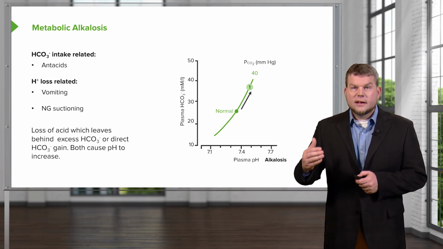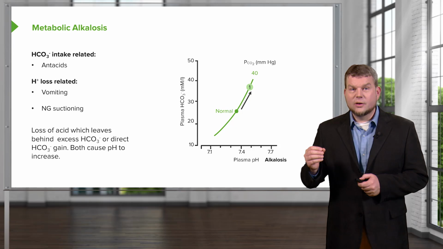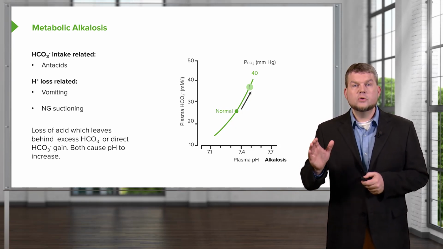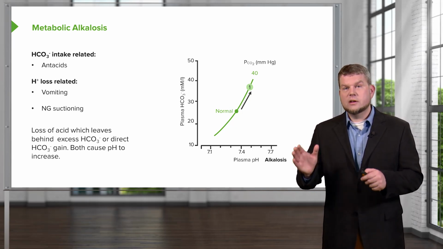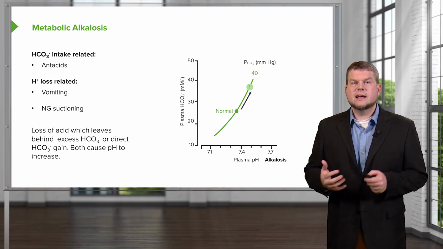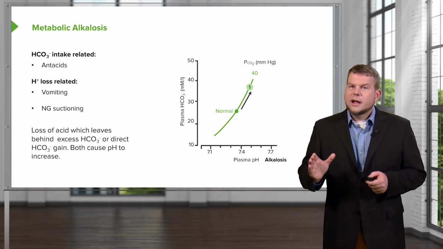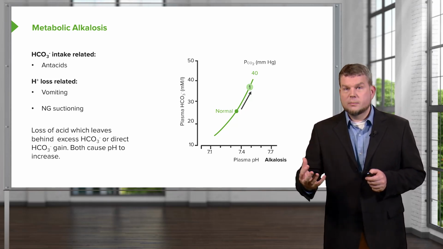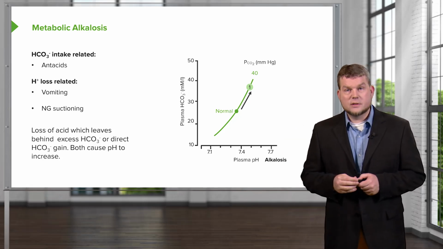So you want to think conditions associated with this are either ones where you gain too much bicarb or lose too many hydrogen ions. Either way, you can get to the same point. You may ask, well, how would you know the difference? On a diagram, you won't know. That's where you need your patient history to get more information about which one will be driving this particular response.